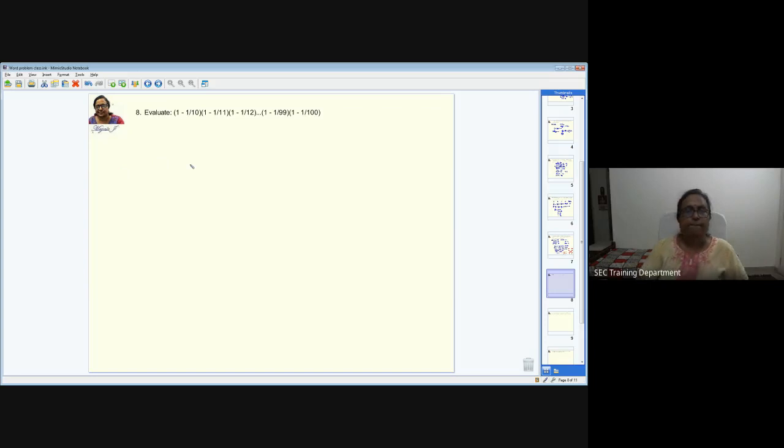Next. Evaluate this. I don't think it's going to be tough because it's very, very simple. As we are not having a word problem here, it is like almost solving it directly. So 1 minus, I'm sorry, I'll change the color.